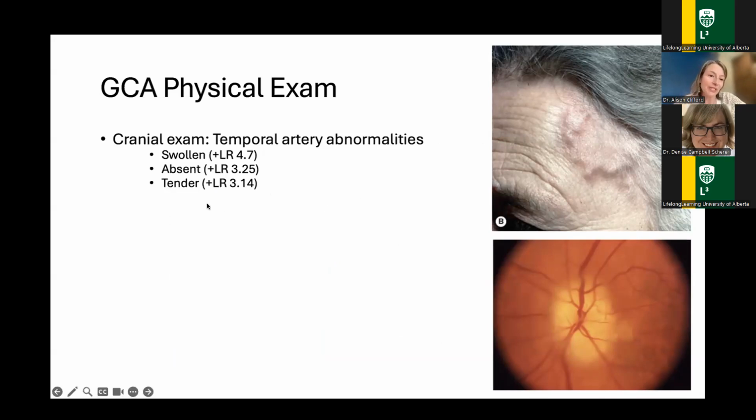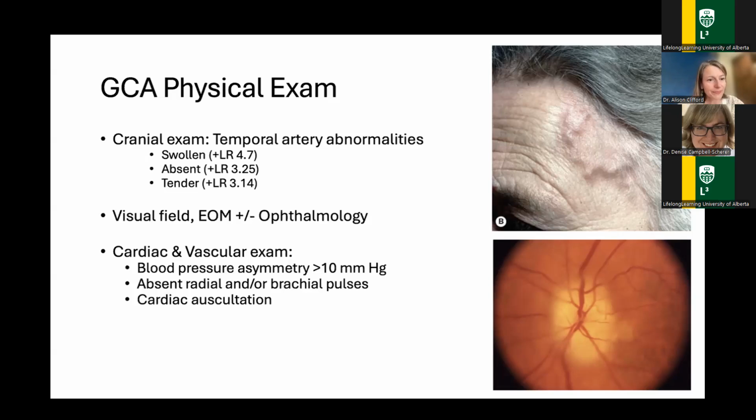And then a tender temporal artery pulse would be the third most useful finding there. An excellent eye exam is also essential for these patients, especially anyone who has had vision loss. My fundoscopy skills are quite poor, I would say. And so anyone with vision loss, I also refer to ophthalmology for a really excellent eye exam.